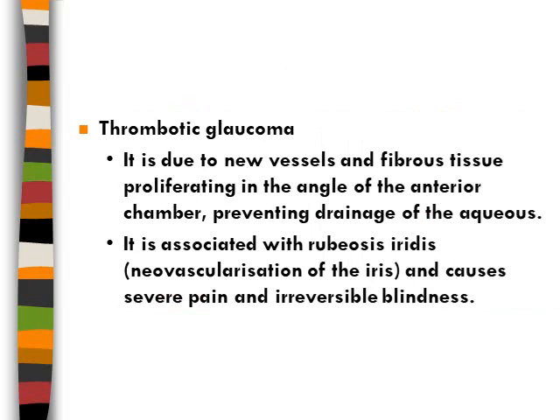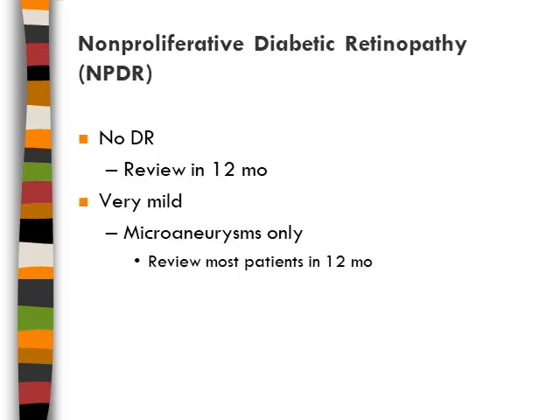There are certain complications of retinopathy, like neovascular glaucoma. It is due to new vessels and fibrous tissue proliferating in the angle of the anterior chamber, which prevents the drainage of the aqueous. It is associated with rubeosis iridis, that is new vascularization of the iris, and causes severe pain and irreversible blindness.